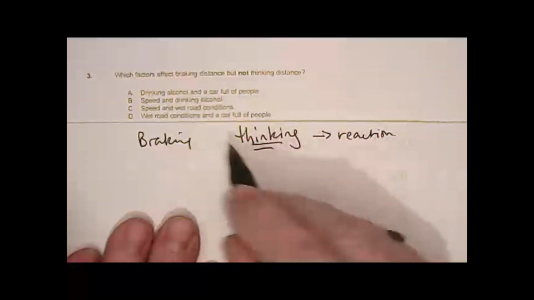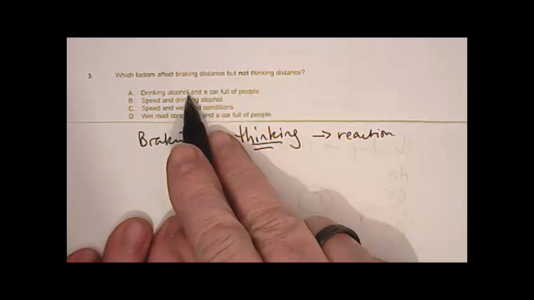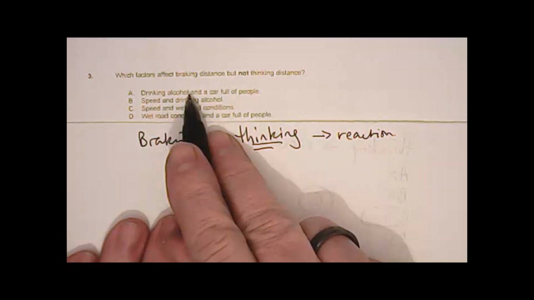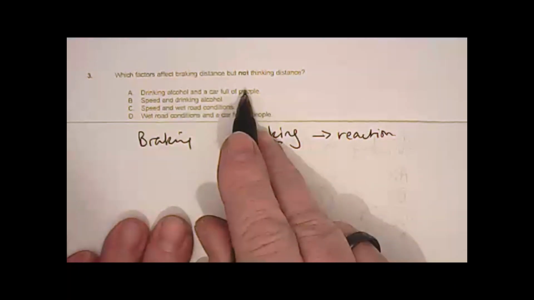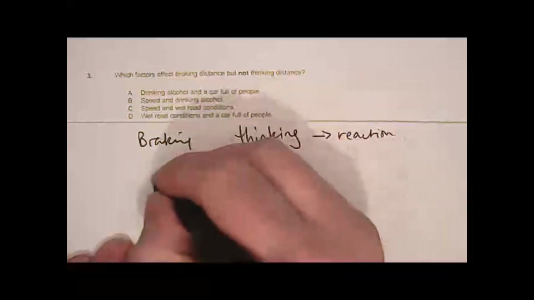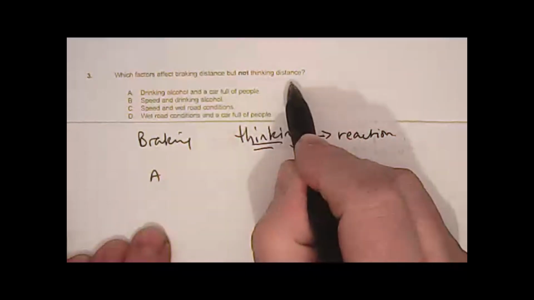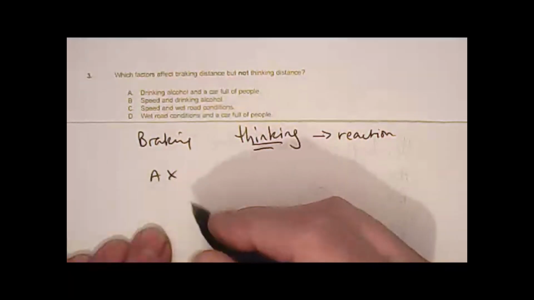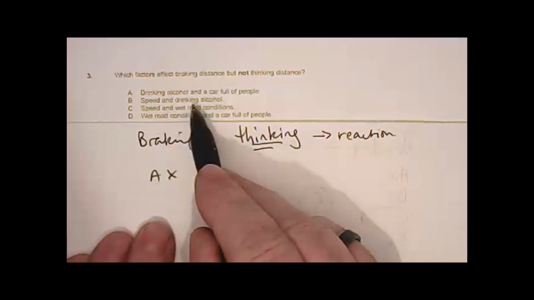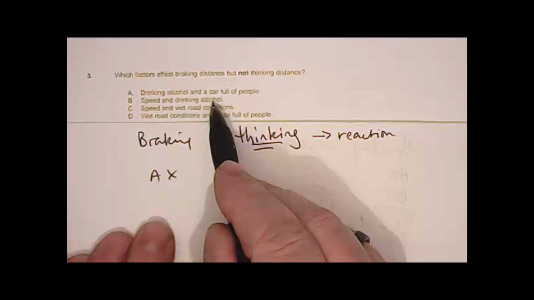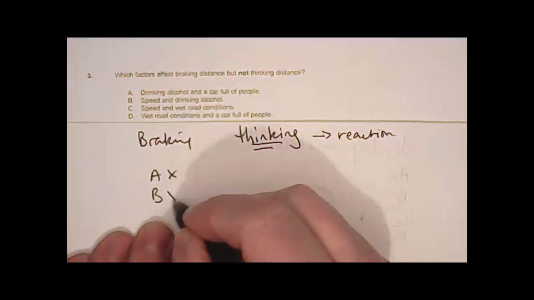We've got A, drinking alcohol and a car full of people. Well, drinking alcohol, you're going to take longer to think. A car full of people, that's a distraction as well, so that might make you take a long time to think. So we're looking for answers which do not include thinking distance. So it's not A. B, speed. Well, that does affect braking distance, but drinking alcohol is in there. That's going to affect your thinking distance. We're not thinking about our thinking distance, so it's not B.